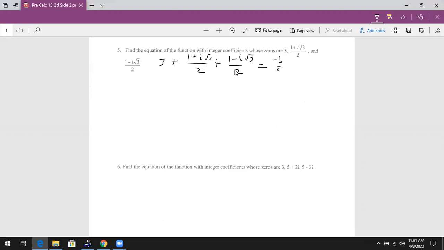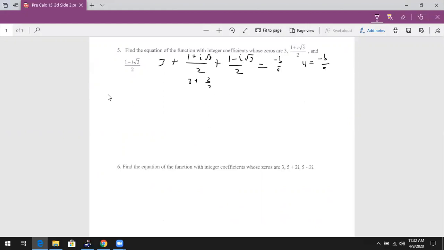Now the nice thing about adding these up, I always deal with the imaginary ones first because they have a tendency to cancel out. 1 plus 1 is 2. i root 3 minus i root 3 dropped, so I get 2 over 2. 3 plus 2 over 2, or 3 plus 1, is 4. So 4 is negative b over a.